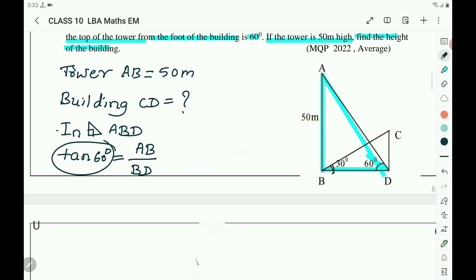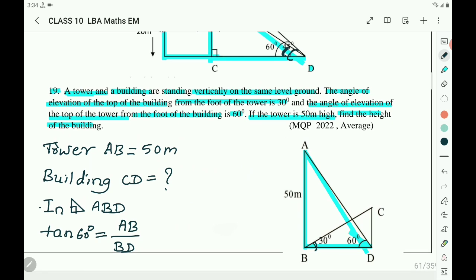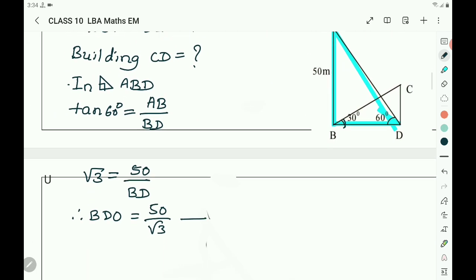So then what is the value of tan 60 degree? Tan 60 degree is root 3. Root 3 equals AB is the opposite side. AB is how much? 50 meter and BD is to be find out. Therefore BD is equals to what? 50 by root 3. Here root 3 value is not given, so you write it as it is.